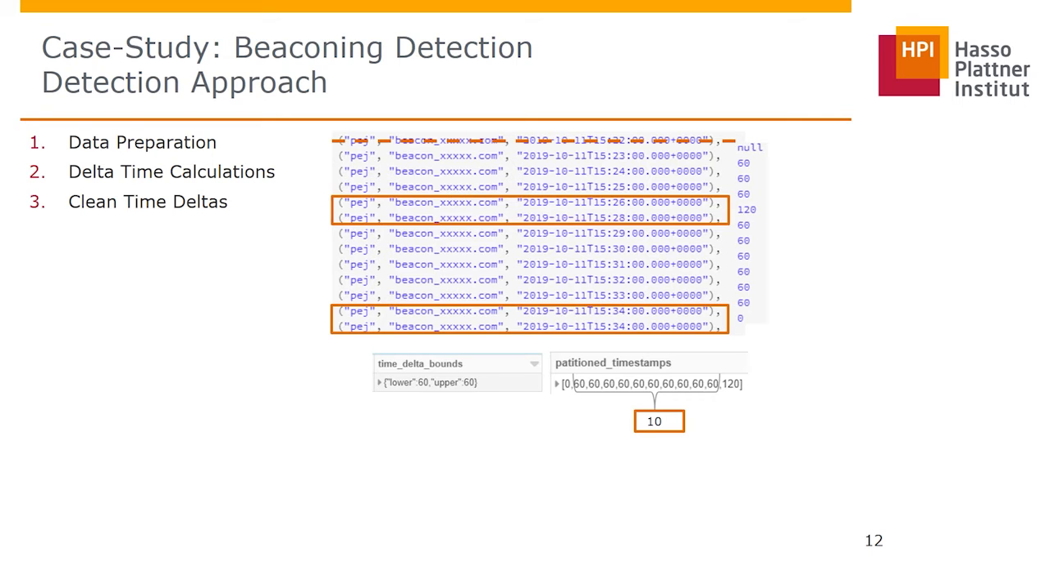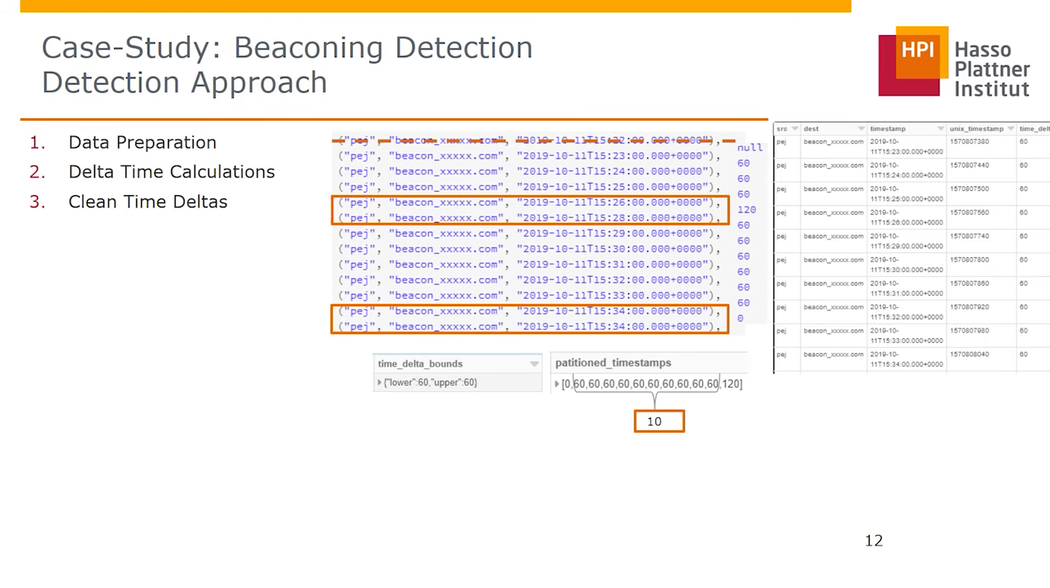We can attempt to clean those using some sort of IQR or basically percentile analysis. So getting rid of the nth percentile on top or the lower bounds and getting the middle part. So looking at the percentile analysis, we end up with such a table that you can see on the right. We see the source, destination, timestamp, the converted unique timestamp, and the time delta.